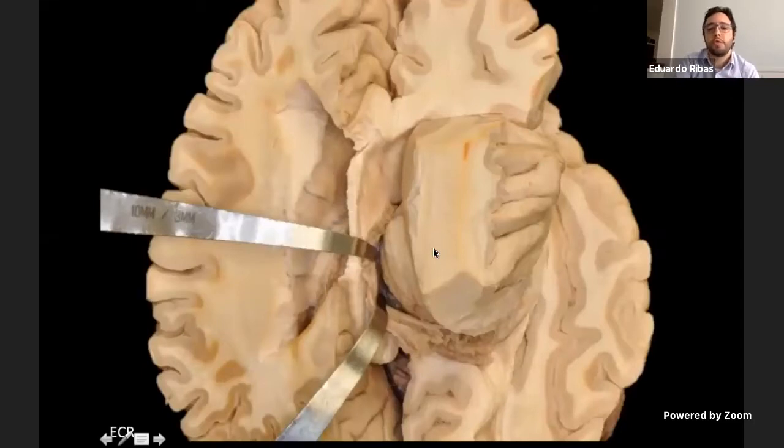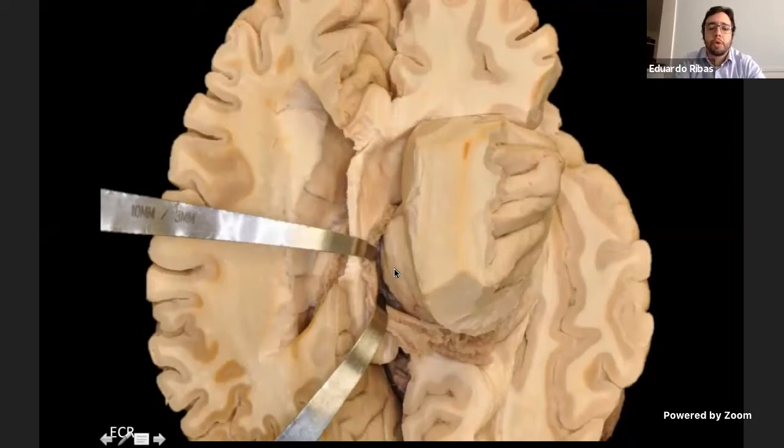This is a superficial view. We have here the central core. This bump here, more medial, is the thalamus. So this bump here, more medially, is the thalamus. And here we are detaching the inner C from the thalamus. We're just enlarging the choroidal fissure.